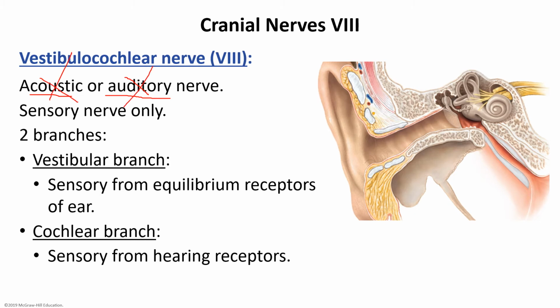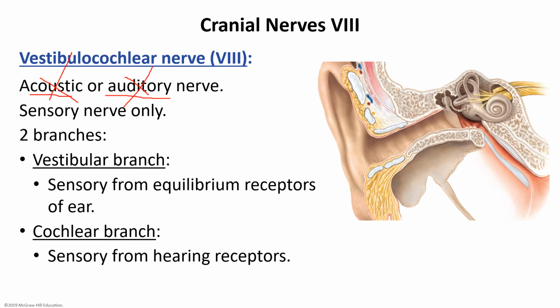So if you're looking at mnemonics, a lot of times they'll use an A in this part. I would tell you to either avoid those, or if you use a mnemonic that uses that, and we'll talk about mnemonics at the end of this, make sure you understand that this A is a V. And so the vestibulocochlear nerve is the name that we use. Now, it has 2 branches.